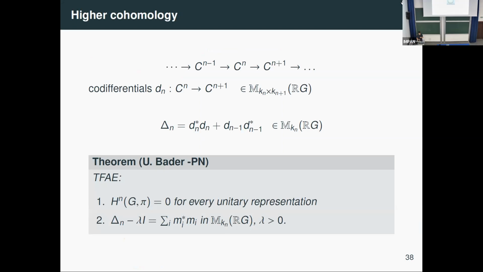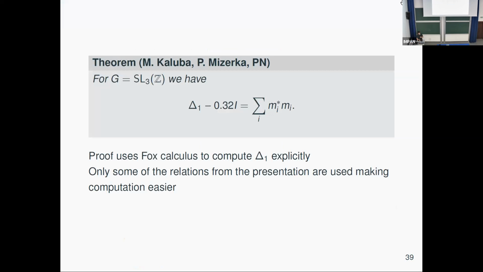And the last thing is that there's also work that we're doing in higher cohomology, where we use similar methods and semi-definite programming to show vanishing of higher cohomology. So we generalize the sum of squares approach to higher cohomology. And Piotr Mizerka yesterday or two days ago gave a talk on some results that we have for this for SL3. All right, I'll stop here. Thank you.